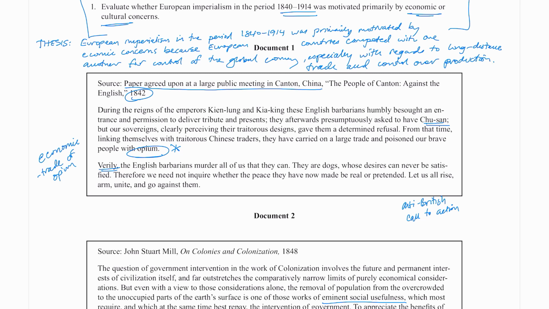Now, let's grade this. Do I get the thesis point? Did I respond to the prompt about whether European imperialism was motivated primarily by economic or cultural concerns? Yes. Is my claim defensible from a historical point of view? Yes. And do I establish a line of reasoning? Do I give the because in the thesis or in a second sentence? And yes, so because I've done that, I'll earn the 1 point for thesis.